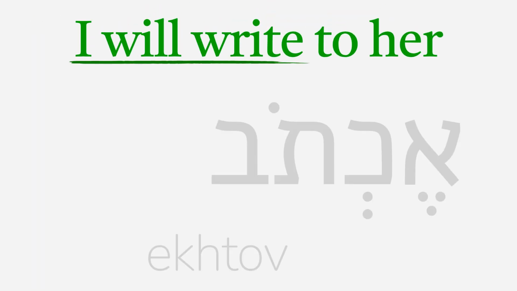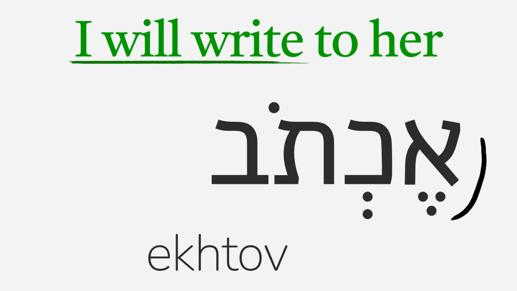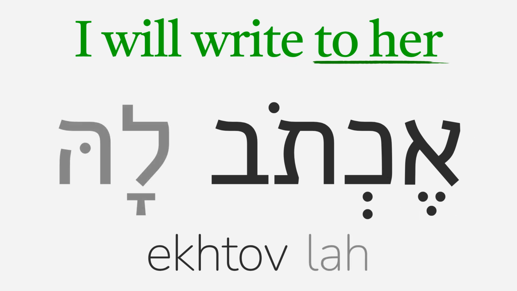I will write will just be one word in Hebrew, echtov, which has the prefix e that makes the subject ani, I, and the tense future. Echtov, I will write. To her is la. Echtov la. I will write to her.